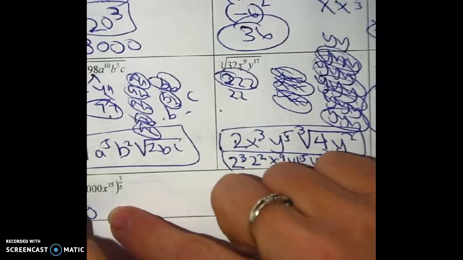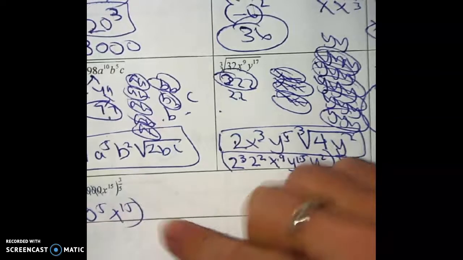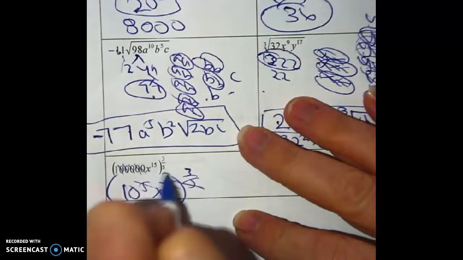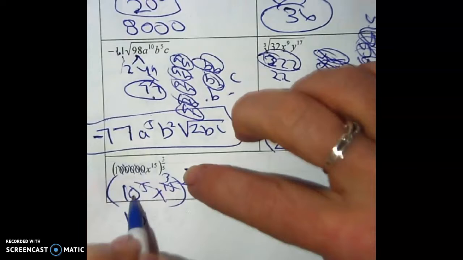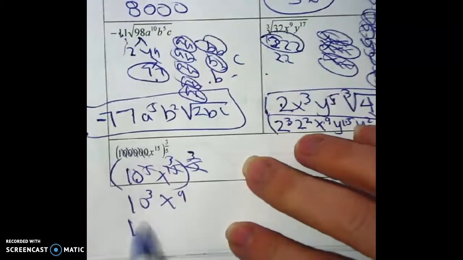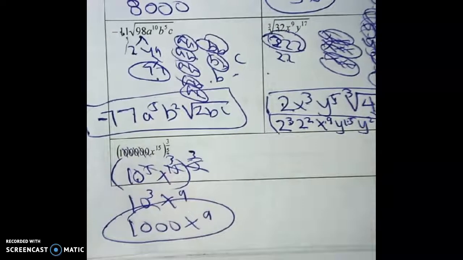All right, last one on the bottom. I got a 10 with 1, 2, 3, 4, 5. x to the 15th to the 3/5. By 3. So that would be 10 cubed and x to the 9th. 10 cubed is a 1 with 3 zeros. x to the 9th. Odd root. No plus or minus. Okay.